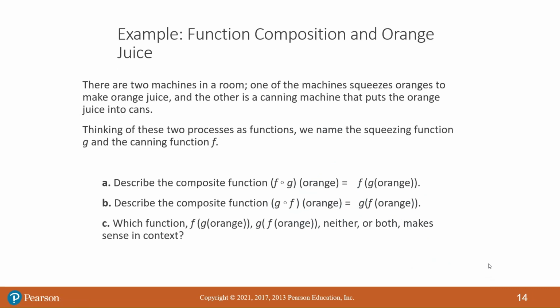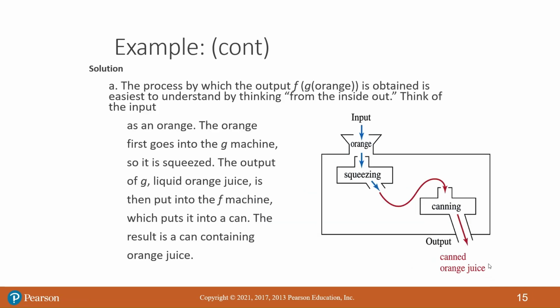Now, if I put it into a practical thought process here, I'm going to use an example with composition and orange juice. So there are two machines in a room. One of the machines squeezes oranges to make orange juice. The other is a canning machine that puts orange juice into cans. Now, thinking about these two processes as functions, we name the squeezing function G and the canning function F. We want to describe the composite function F of G of orange, and then the composite function G of F of orange, and then decide which, F of G of orange or G of F of orange, neither or both make sense in the context.